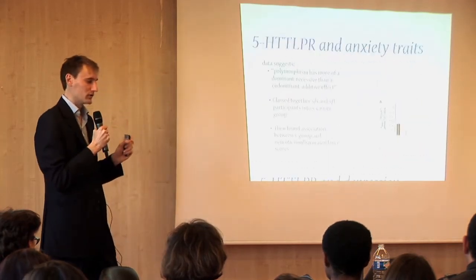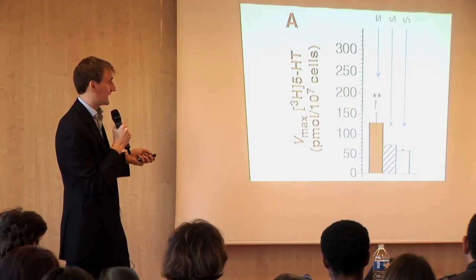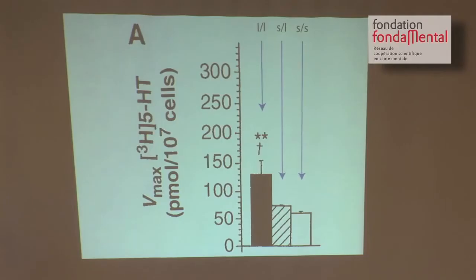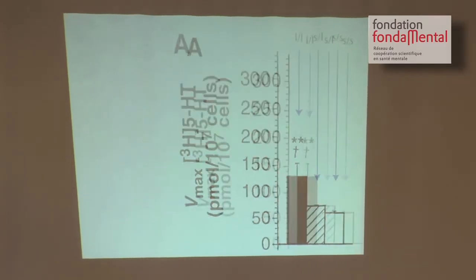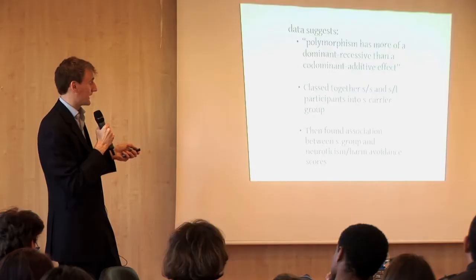The first people to demonstrate an association between allelic variation in the serotonin transporter and anxiety traits were Lesch et al. in Science in 1996. As I mentioned, they separated the groups into those with the LL allele and those carrying the S allele, so either the SS or SL alleles. This is a measure of the reuptake of serotonin, and there was a difference in their in vivo investigation. They argued that the polymorphism has more of a dominant-recessive than a codominant additive effect.